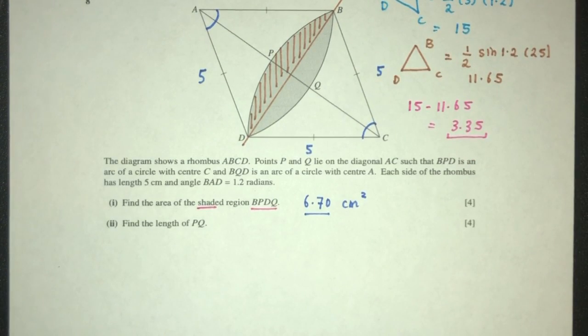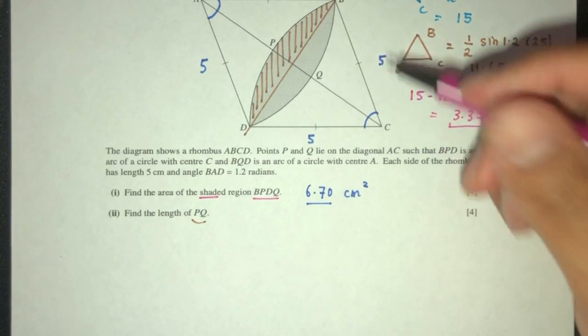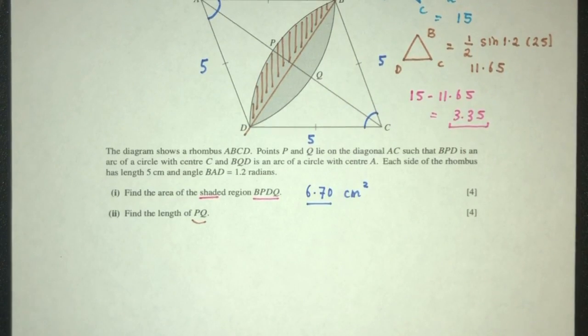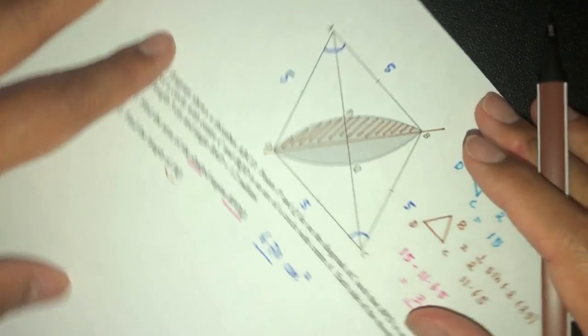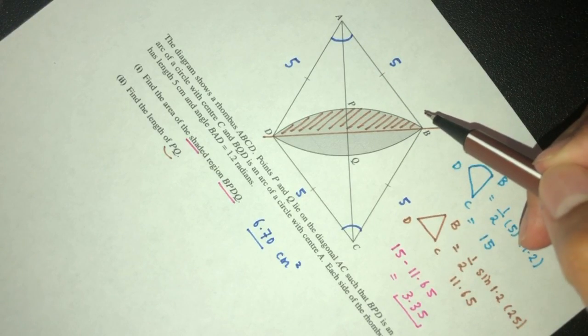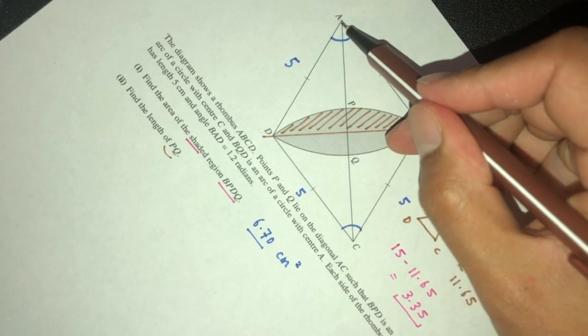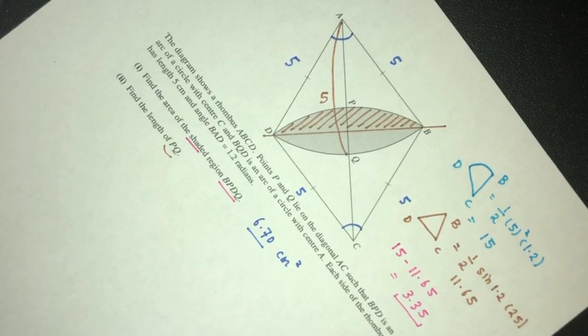Okay, now what else? We have to find the length of PQ. So where's PQ? PQ is this one. How would you find the length of PQ? We can observe and see what we can possibly use here. Something we do realize is that the radius is 5, and this whole thing here is also 5 because it is the radius, right? So 5, 5, 5.